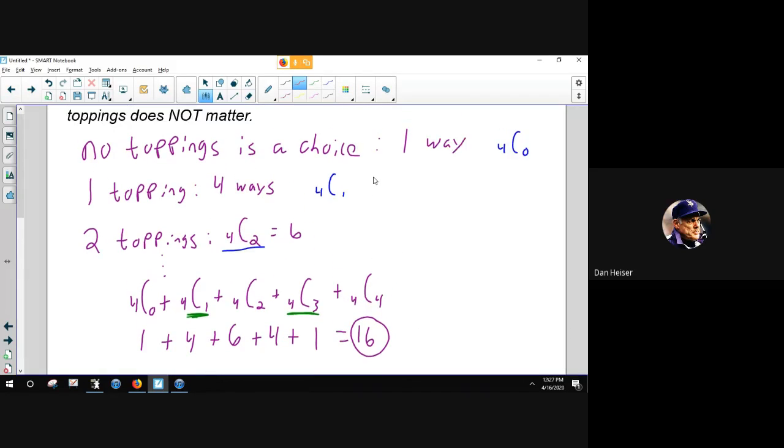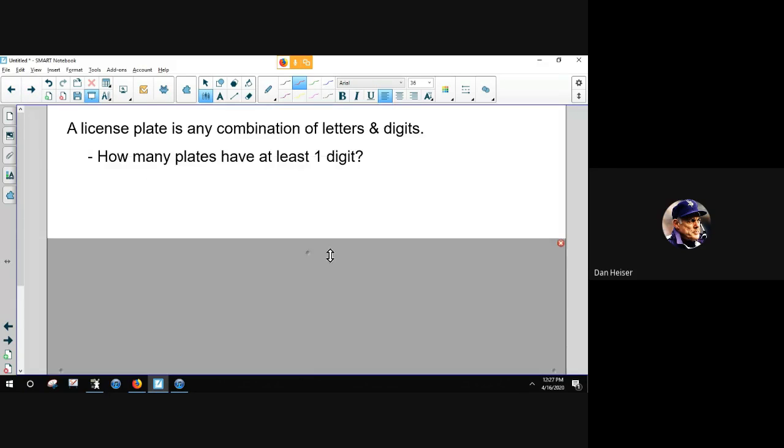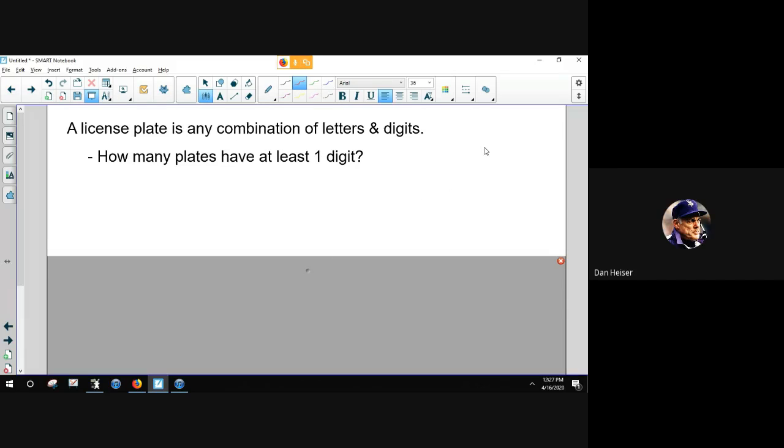One more problem to take a look at to wrap up this section. And let's deal with just this part first. We have a license plate, any combination of letters and digits. I should add to that 6 letters and digits. Clarify that. How many plates have at least 1 digit?